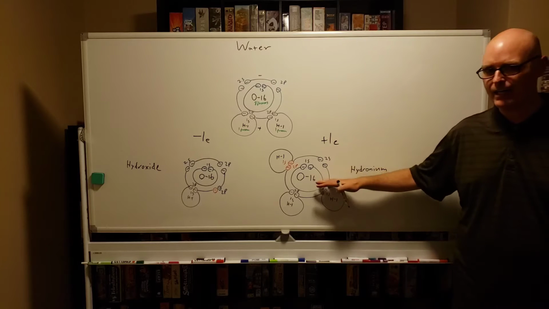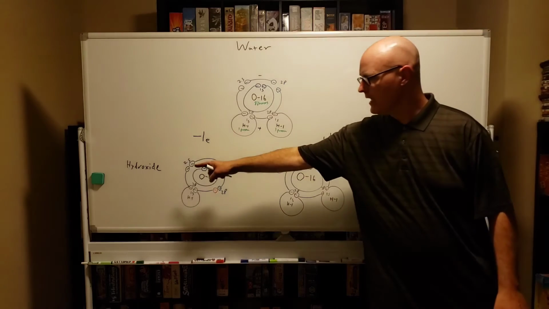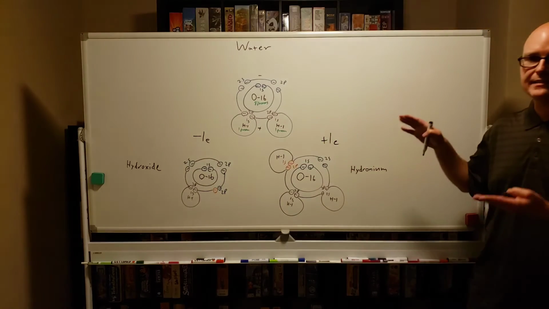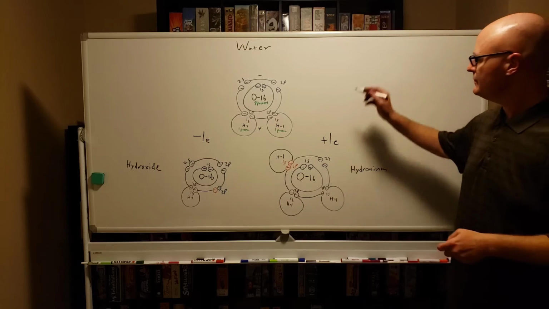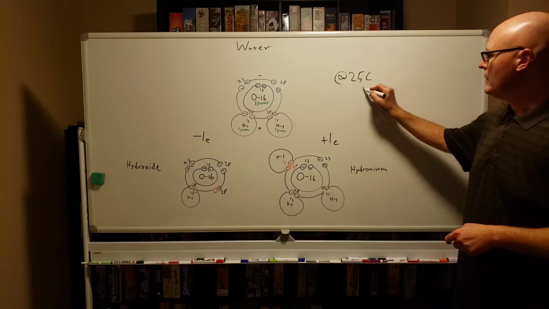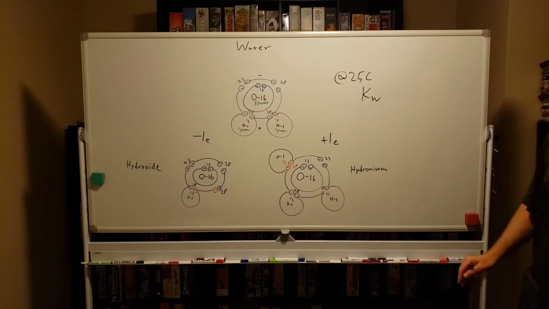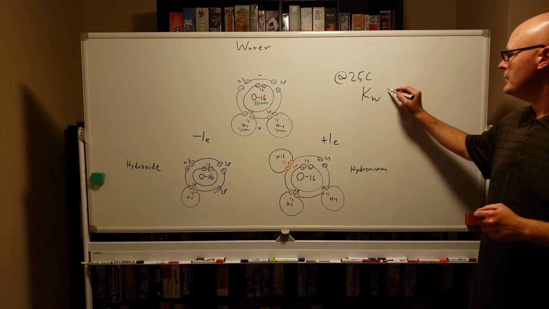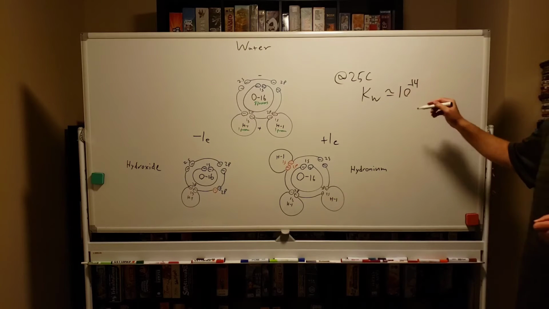So I have hydronium ions, okay? I've got some hydroxides, I have some hydroniums, I have some water molecules. This all exists in the same substance, right? At 25 degrees Celsius, what's called the ionic constant of water is really close to 10 to the minus 14.